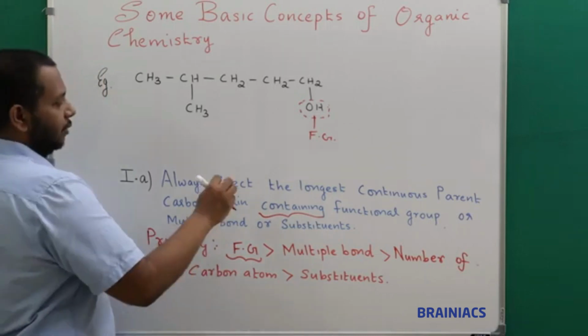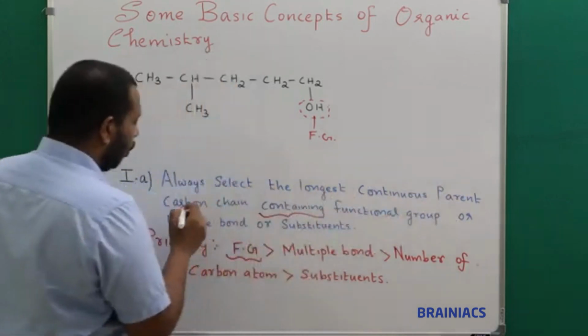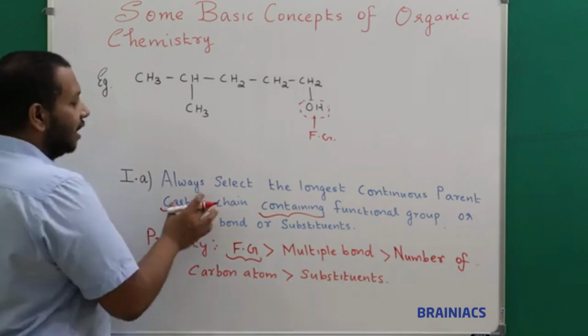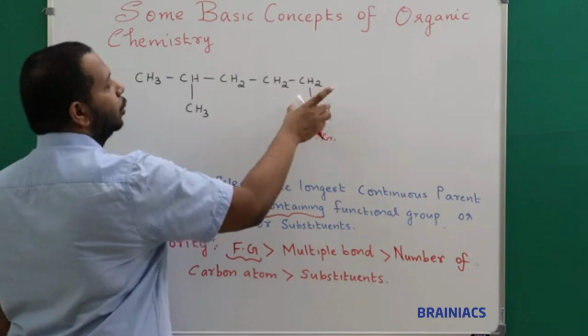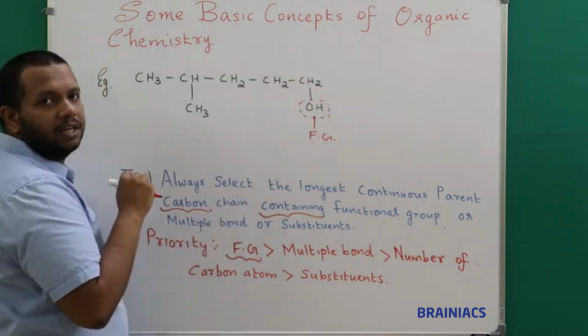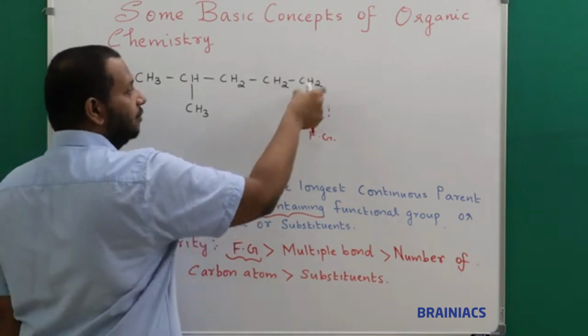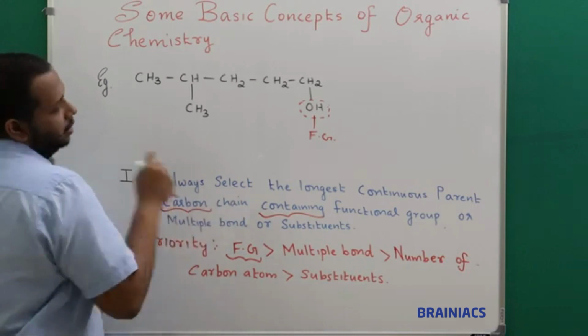Understood? And please look at the term. Always select the longest continuous parent carbon chain. That is also very important. That means they are asking you to select only the carbon chain. So can I include the OH group in my longest chain? No. Instead, I should include the carbon atom which is connected to the OH group, since it is clearly mentioned carbon chain.